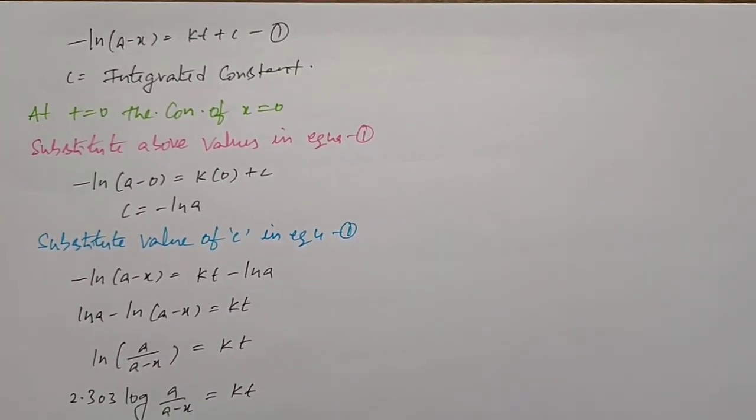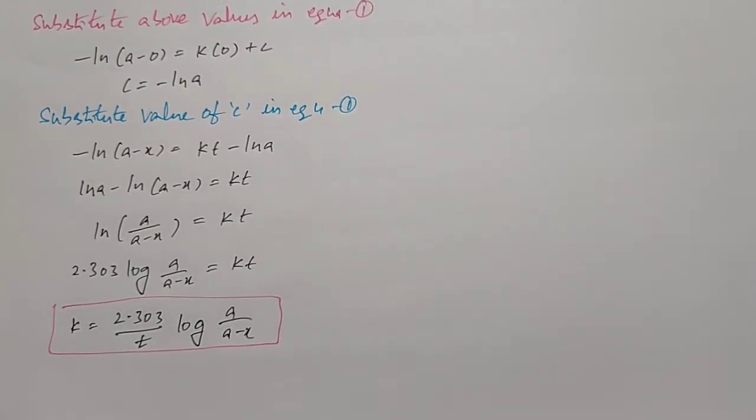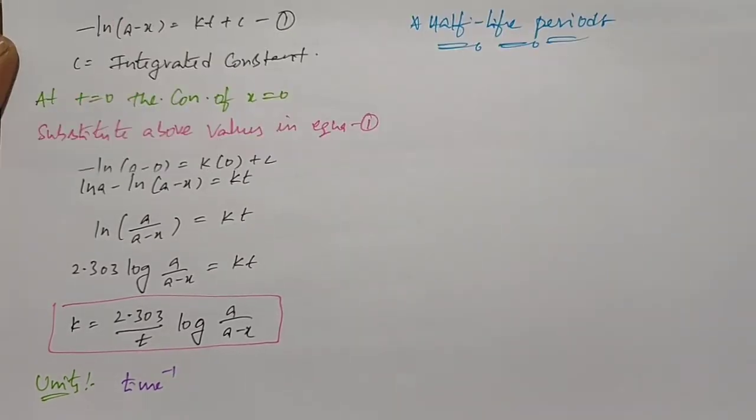Half-life period for a first order reaction. For a first order reaction, the unit of the rate constant is time inverse. So time inverse means you can take second inverse, minute inverse, or hour inverse. Now we're discussing the half-life period of a first order reaction.